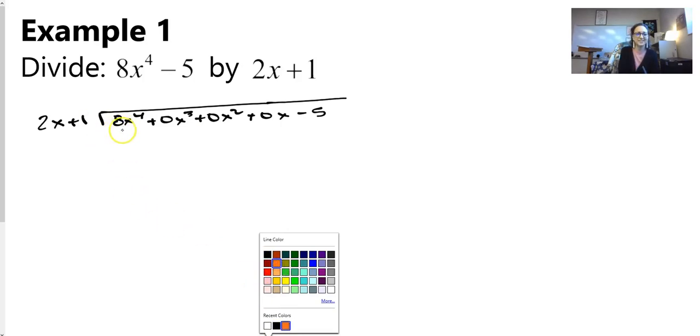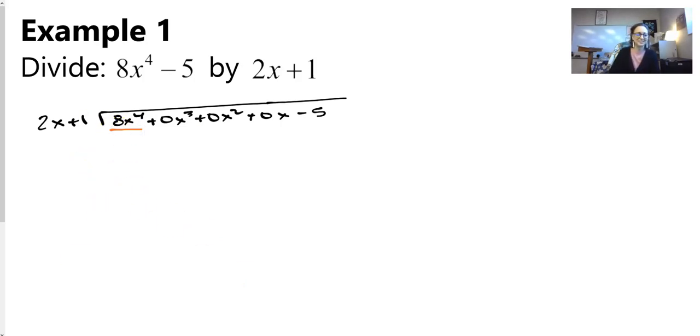We want to take the first term in the dividend divided by the first term in what we call the divisor, right? So we're going to go 8 divided by 2 is 4. And x to the fourth divided by x is going to be x cubed, right? Our power is going to go down by 1 when we divide. So I'm going to get a cubic, I'm going to put it right over this guy. So 4x to the third, right?